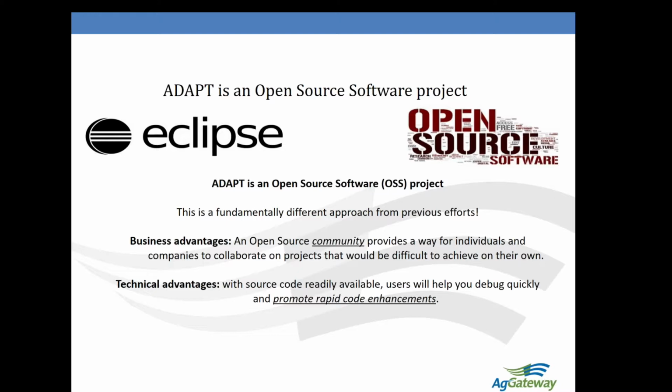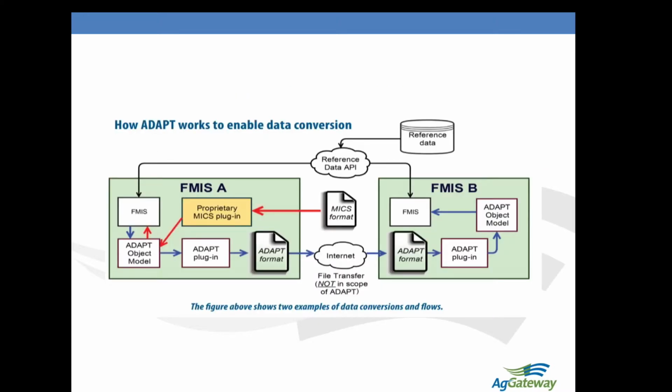So this should be an advantage both to the business and from the technical side for companies to quickly begin to collaborate and interact with the community about this. The source code is readily available and developers can quickly begin to use it. And it should promote rapid code enhancements and improvements to ADAPT. And just a couple more slides.